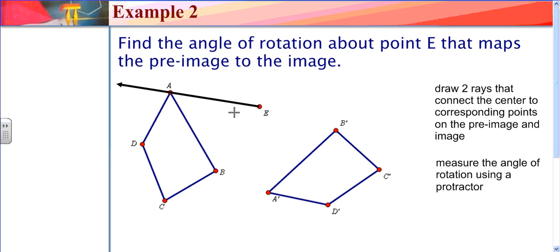So here's one ray. That would be ray EA. And then I want to draw the ray that goes from that same center to its corresponding image point, A prime.